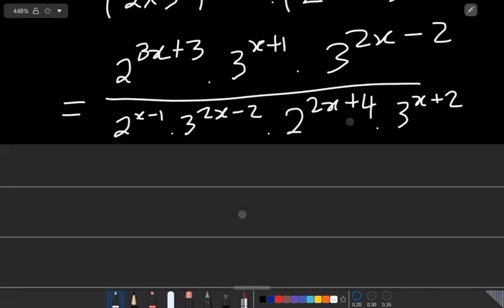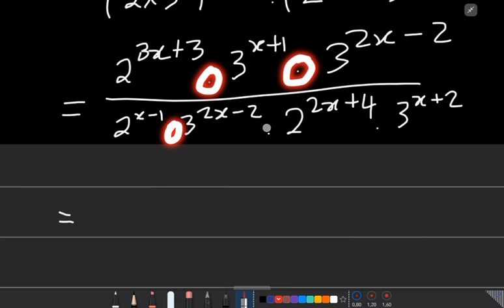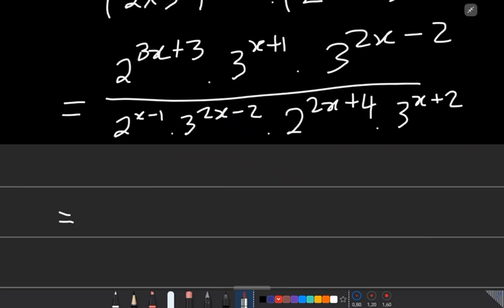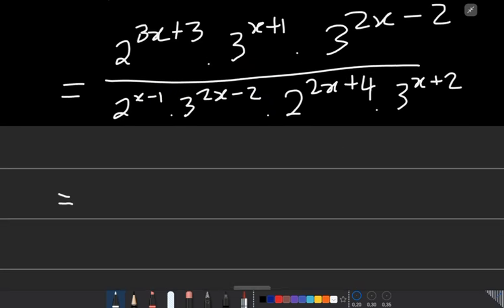Okay, now once we have it here, remember that we only have multiplication and division. And the whole point of us making them prime bases, primes of 2 and 3, is so that we can add and subtract the exponents. So now we actually have it where we need it.